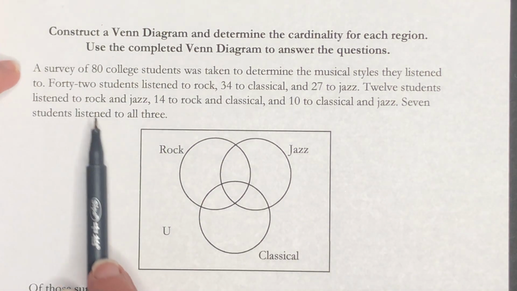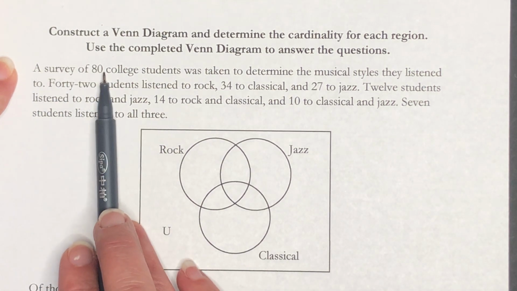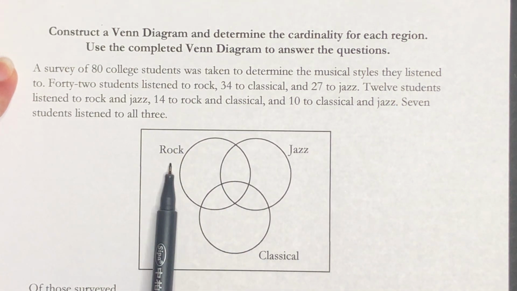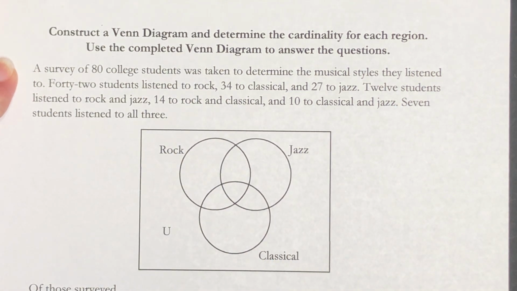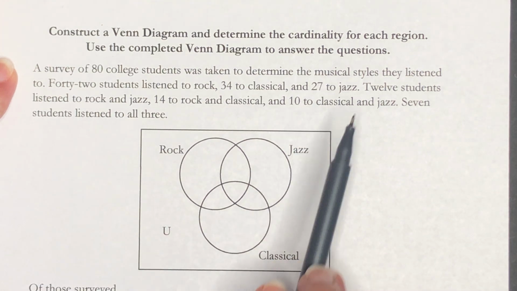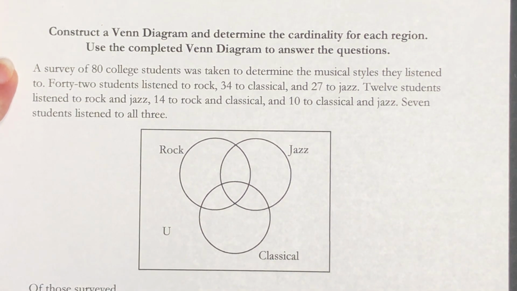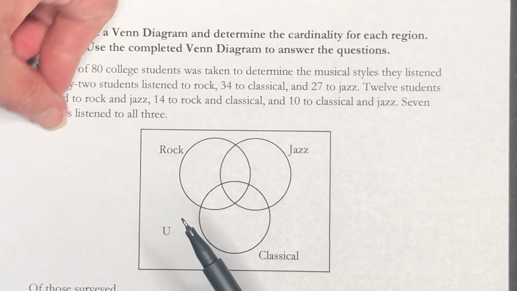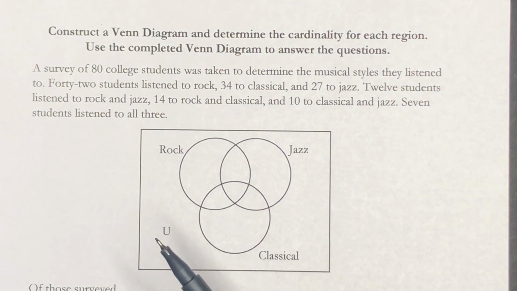So what we have is a survey of 80 college students, and they were asked what kind of music they listened to: rock, jazz, or classical. And we're given information about how many students answered what, and we're asked to figure out how many are in each region. So what I'm going to do first is translate this English into some math so that we have something good to start with.